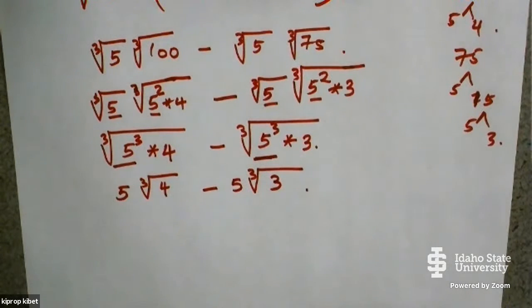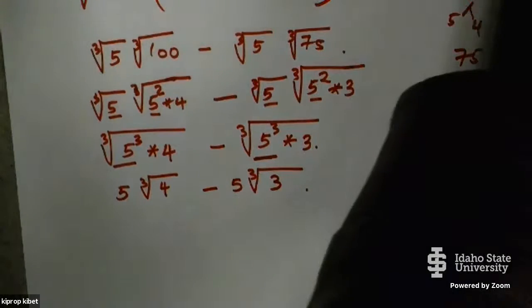So from here, are you able to simplify further? No, because this and this are not similar. But you can just factor out 5. You cannot add these because they are not the same, so you can just leave it like that. Any question up to there?